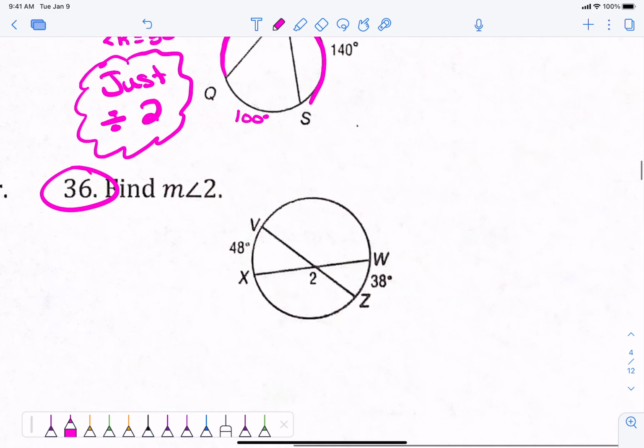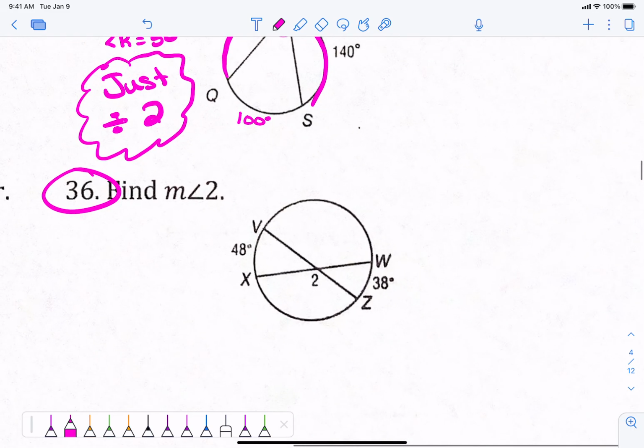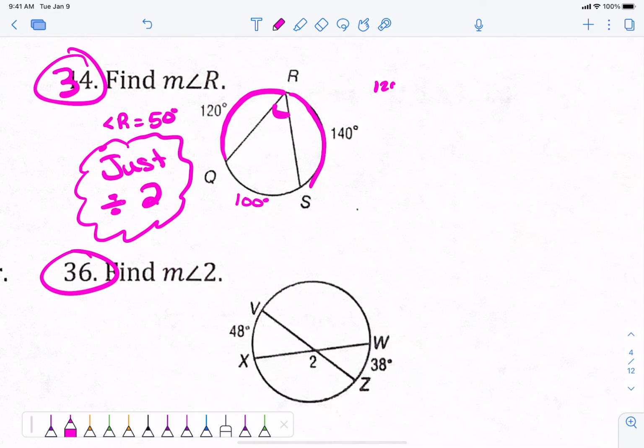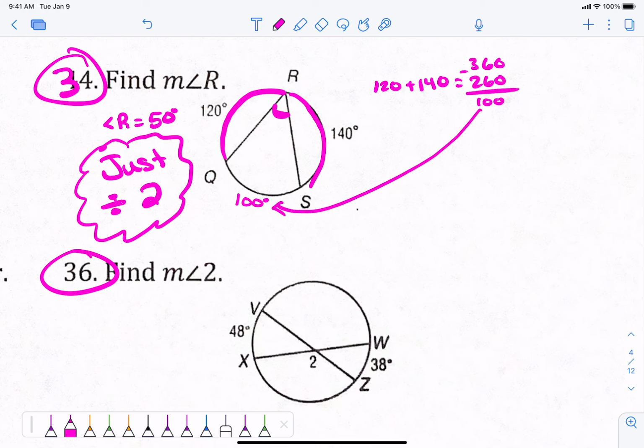Let's go down to this one. 120 plus 140 equals 260. Oh, no, I'm stupid. I was thinking that it's supposed to be subtract. That's 380, not 360.